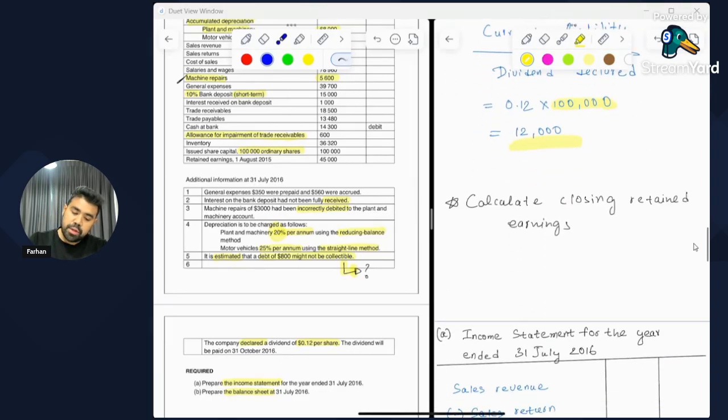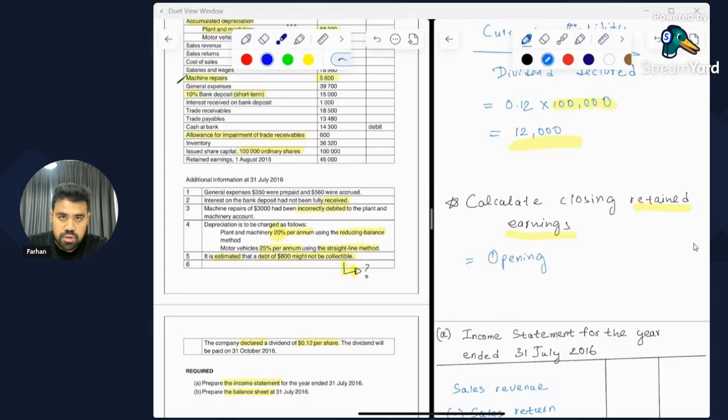We also have to calculate the closing retained earnings. So what do we understand by retained earnings? It refers to the amount that's available for investment in the next financial year after the dividends have been given out to the shareholders. We're not going to calculate this now. We will calculate this when we prepare our balance sheet. But for now, I'll just write a simple formula.